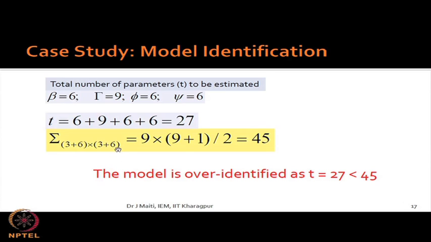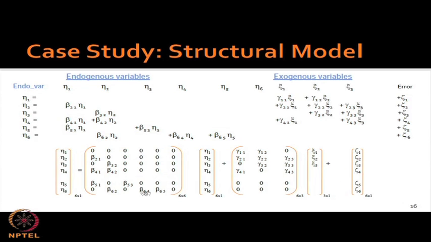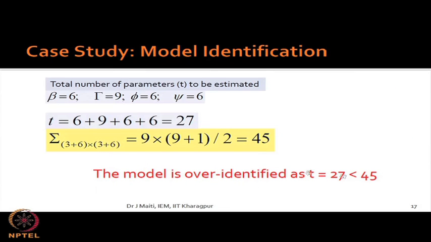Now, what are the independent known elements from the sigma point of view? It is 9 into 9 plus 1 by 2, that is 45. So, the model is over identified, as T, the number of parameters to be estimated, is much less than the number of non-redundant elements in the covariance matrix, which is known from sample data. Okay. So, it is not 27, I think, let me check beta 2 1 2, yes, it is not 27, it is 30. Okay. Please make this minor correction.